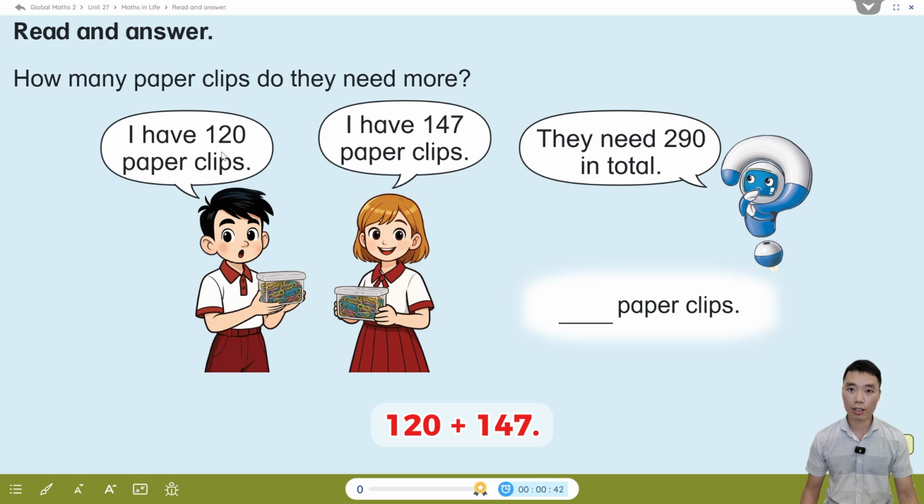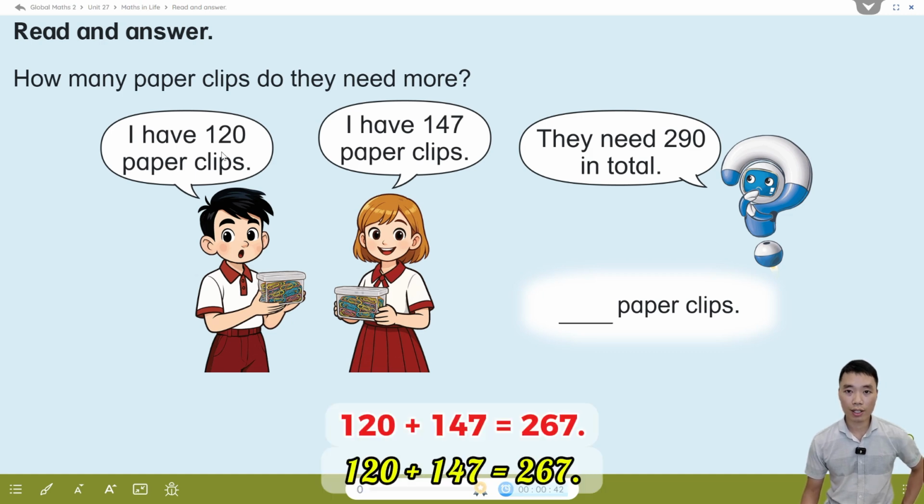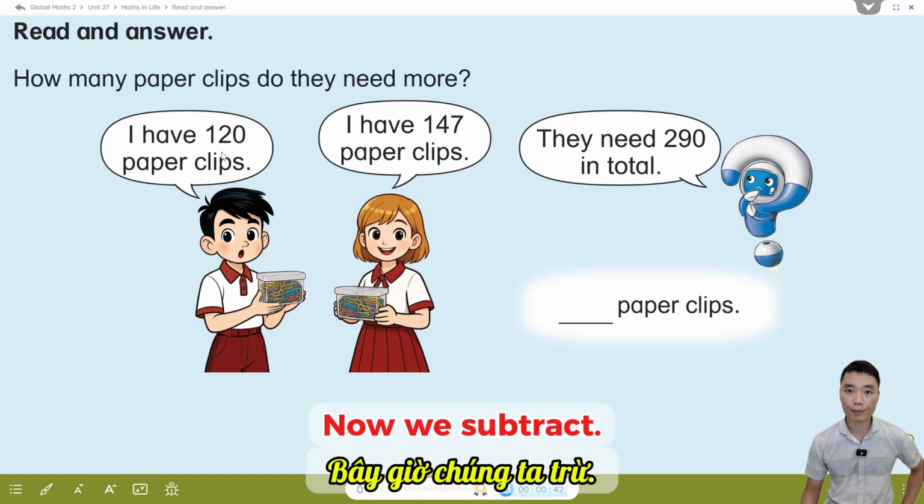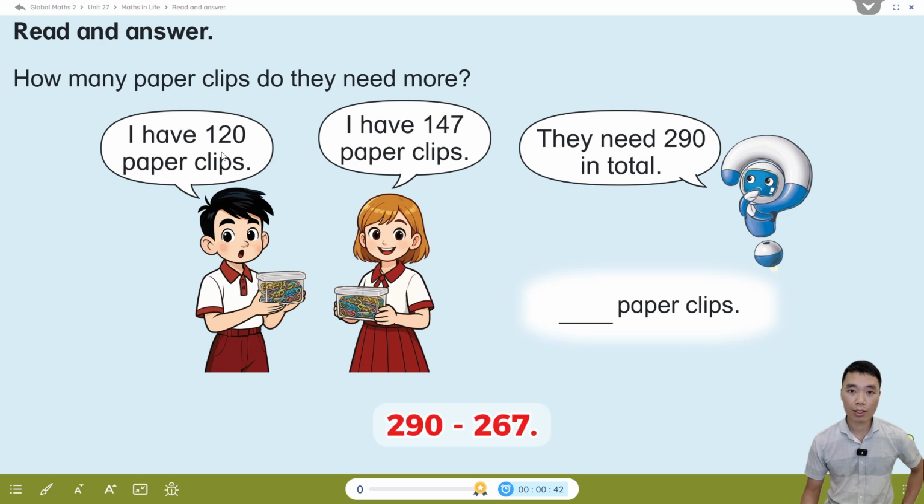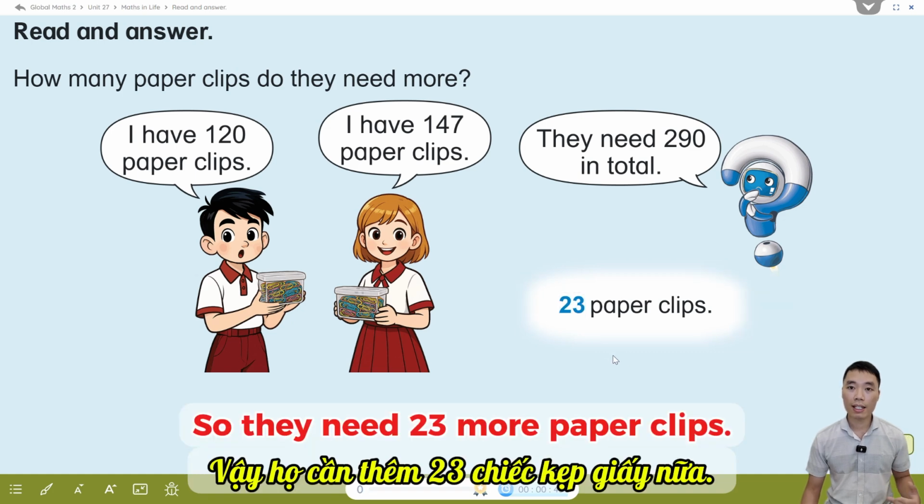120 plus 147. 120 plus 147 equals 267. Now we subtract. 290 minus 267. 290 minus 267 equals 23. So they need 23 more paper clips.